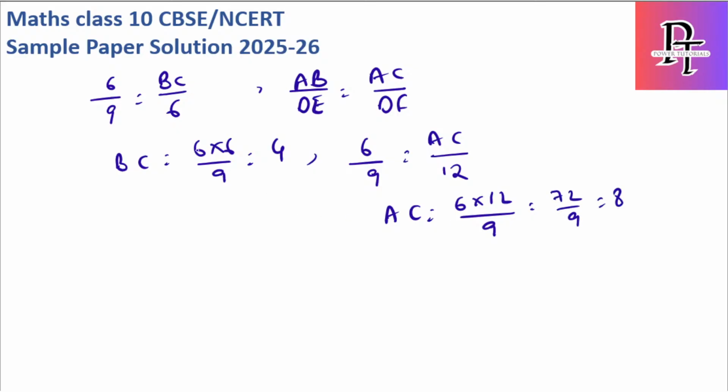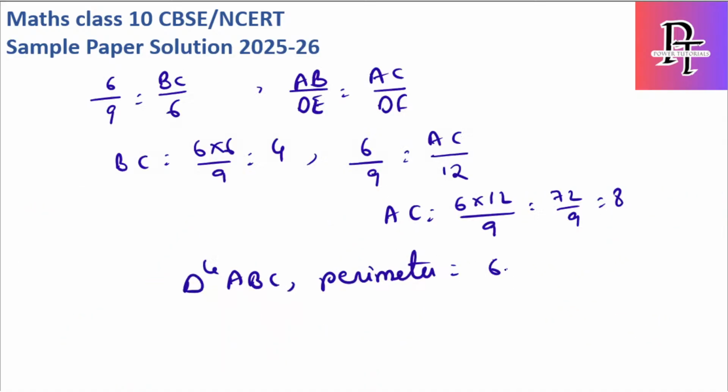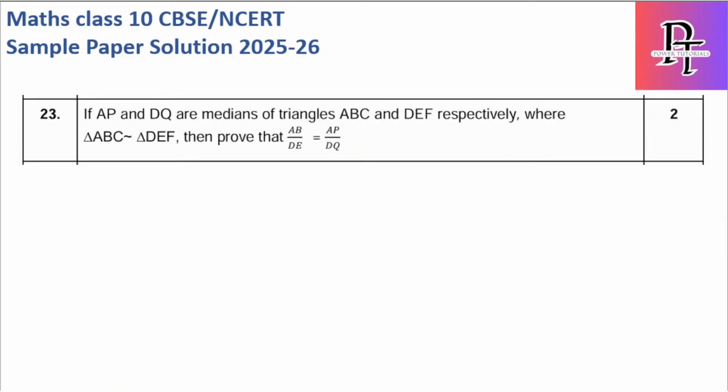So we have the AC and BC values. So the perimeter of triangle ABC is equal to the sum of all the sides, which is 6 plus 4 plus 8, which is 18 centimeters, which is option number C. Okay, let's move to the next question.